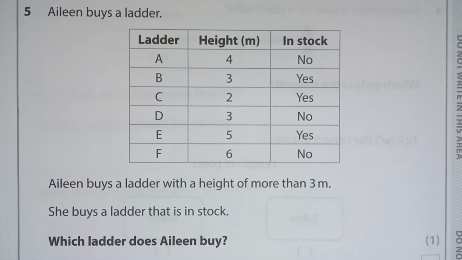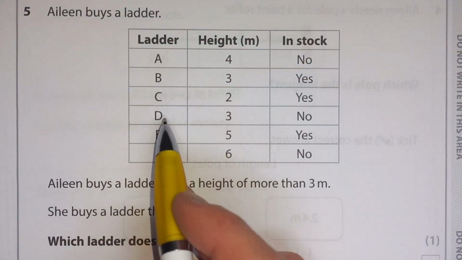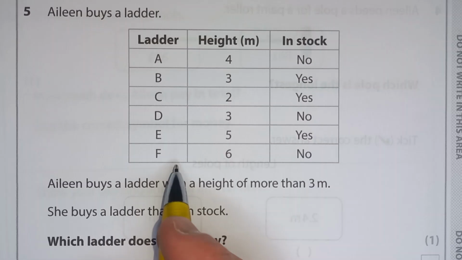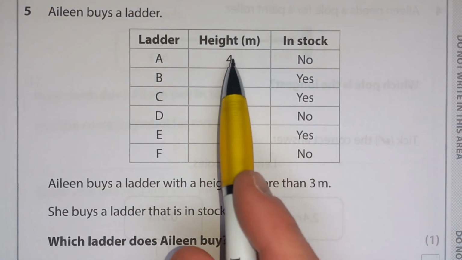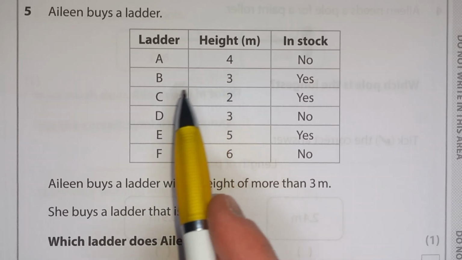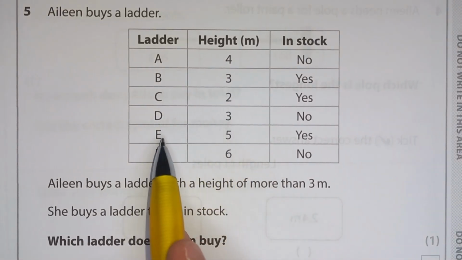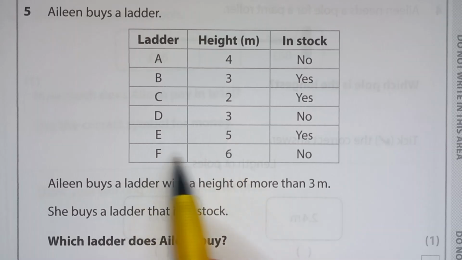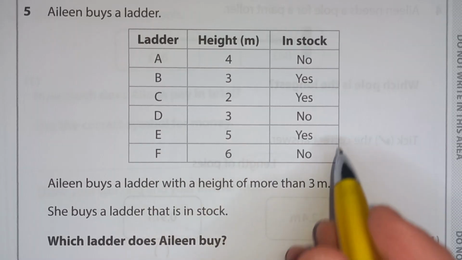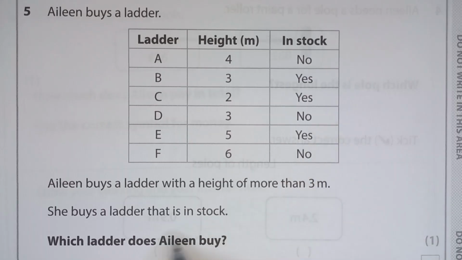Question 5. Aileen buys a ladder. We've got ladders A, B, C, D, E and F. We've got the height for each one. So ladder A is 4 meters, ladder B is 3 meters, ladder C is 2 meters, ladder D is 3 meters, ladder E is 5 meters, and ladder F is 6 meters. And it also tells us if they're in stock, so if they've got them ready to buy.